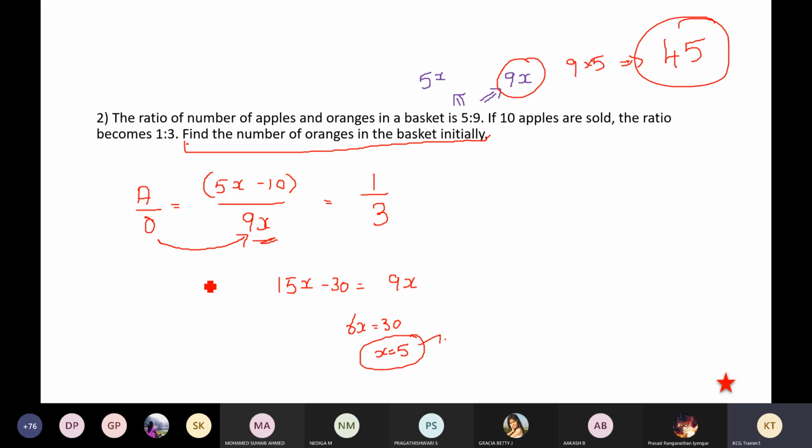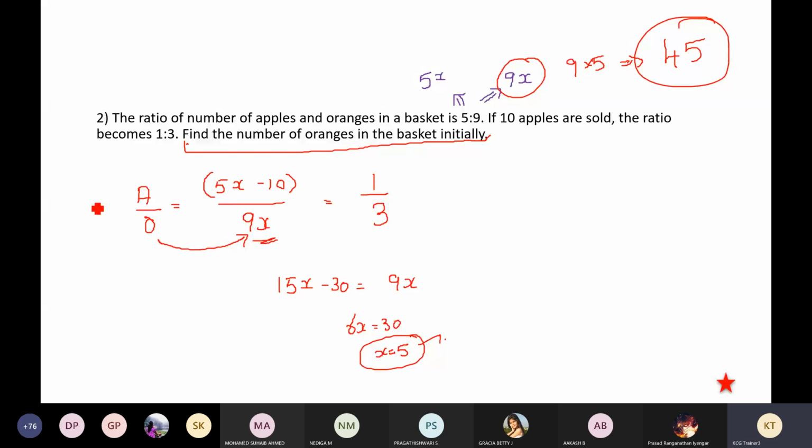Clear, people? Are you guys clear with this question? Clear, everyone? Guys, please respond. Yeah. Very good. Fine then. Moving on to our next question.